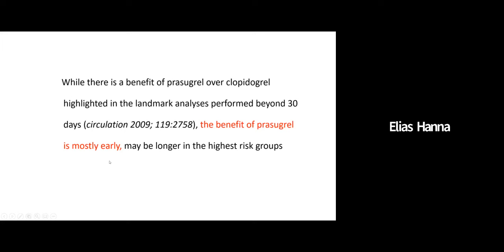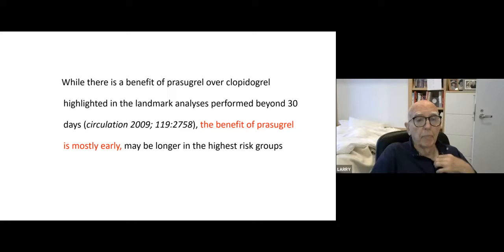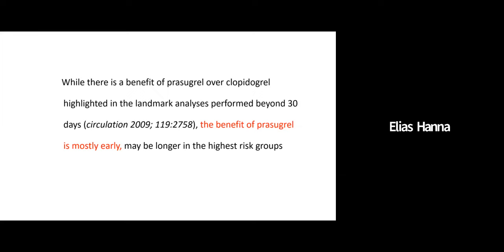Another idea that's important, in my opinion, not much talked about, is that a landmark analysis of Triton shows that most of the benefit is in that first 30 days. You continue to have benefit beyond 30 days compared to Plavix, but the biggest benefit is in that first 30 days. And that will come later when I talk about possibly de-escalating your treatment at 30 days.